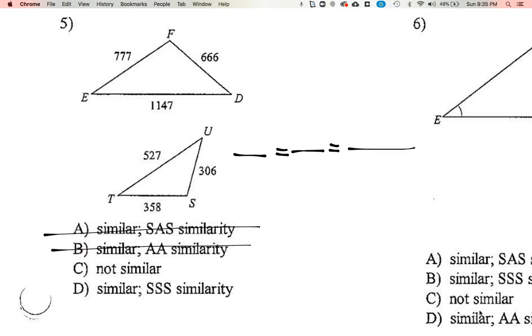I just want to see if that actually is proportional. Will those fractions actually equal each other? If they don't equal each other, then I'm going to select C. If they do equal each other, then I'm going to select D.